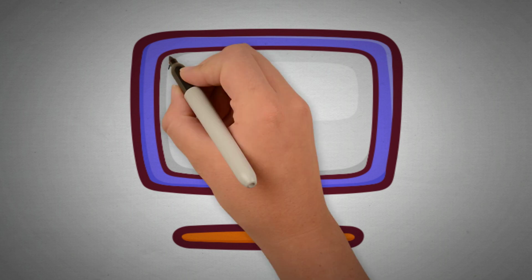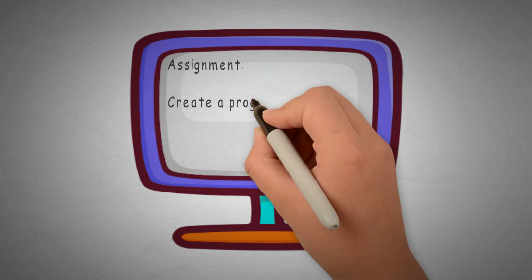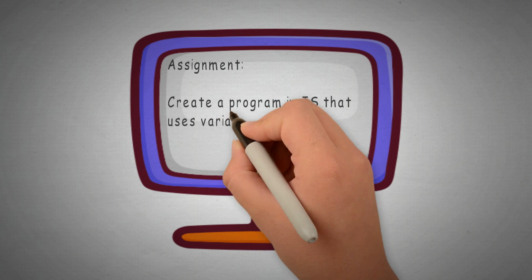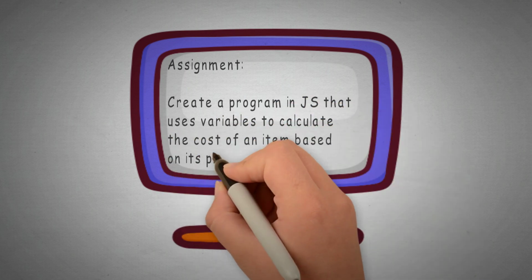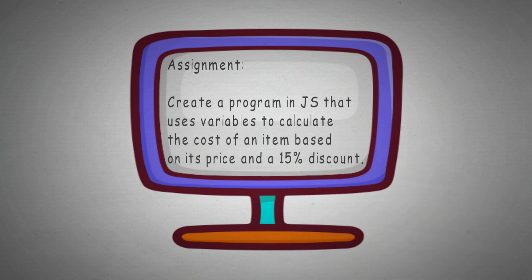Here's your assignment. Create a program in JavaScript that uses variables to calculate the cost of an item based on its price and a 15% discount.